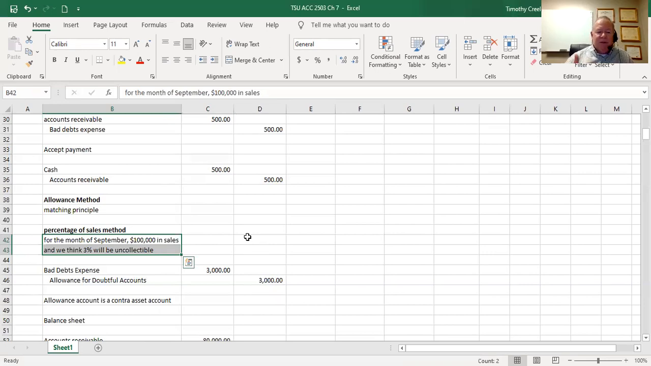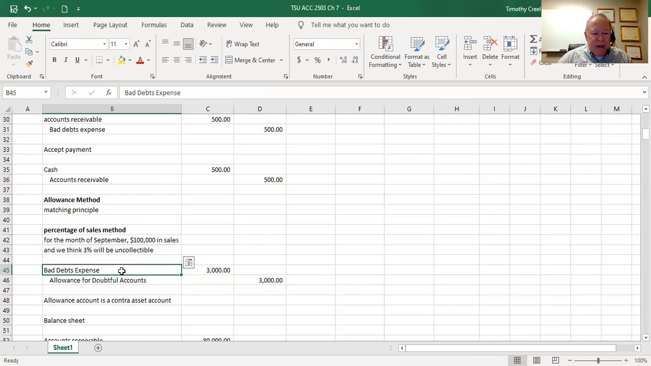If you're doing the percentage of sales method, you're typically going to do this as an adjusting entry at the end of the period. You take whatever sales you had in that month times whatever percentage you feel like you're not going to collect, and that's how you record the adjusting entry. In this case, we would take 3% of 100,000, which would be 3,000, and you're going to debit bad debts expense, and credit a new account called the allowance for doubtful accounts. So this would be the journal entry you would make in this case.